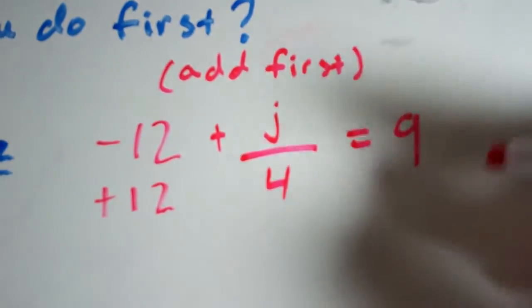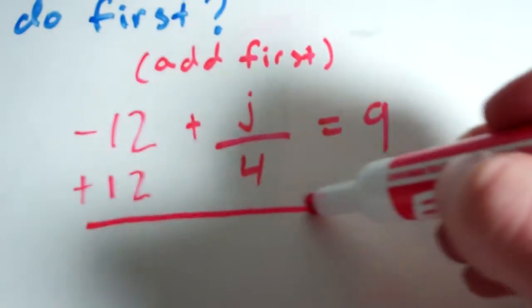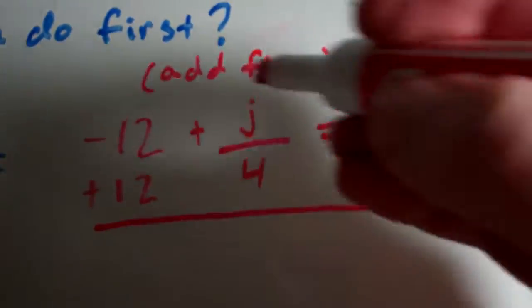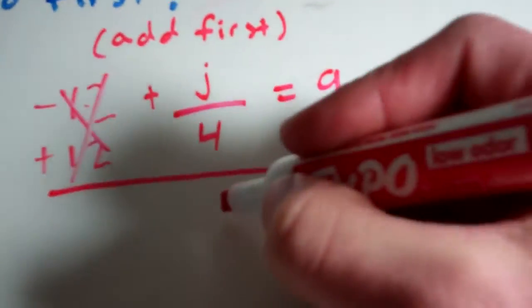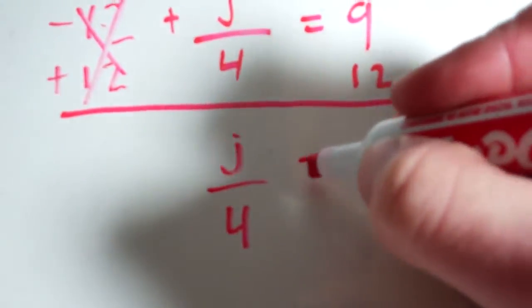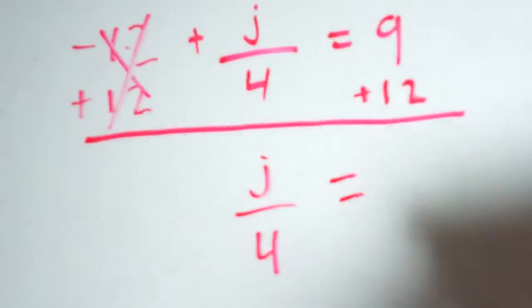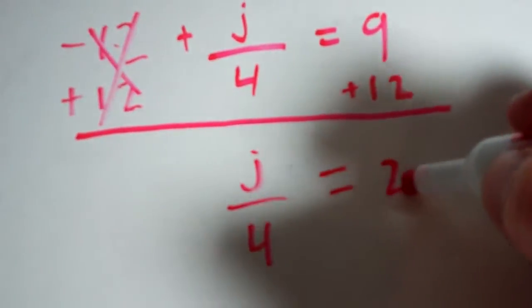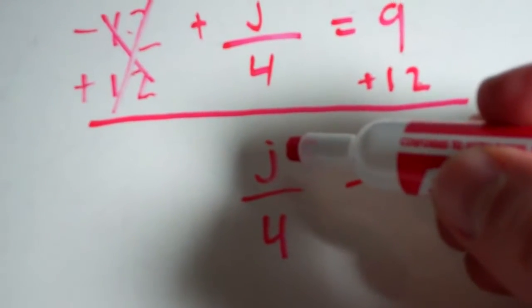Whatever I do to one side of the equation, I must do to the other side of the equation. I hope you're getting tired of me saying that. And negative 12 plus 12 is 0. I get rid of it. J divided by 4 will come straight down, and it'll equal 9 plus 12. Oh, I should show a plus sign there. And that's 21. And then I have one inverse operation to undo.